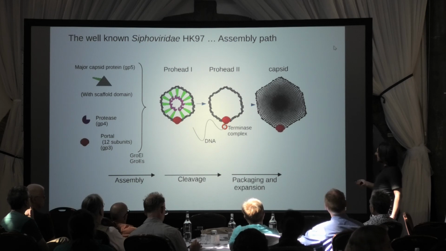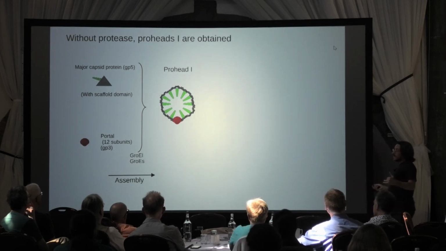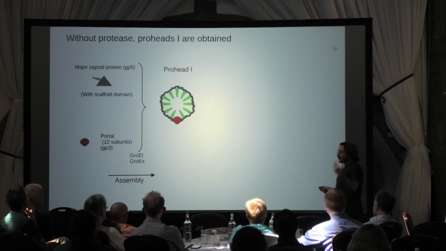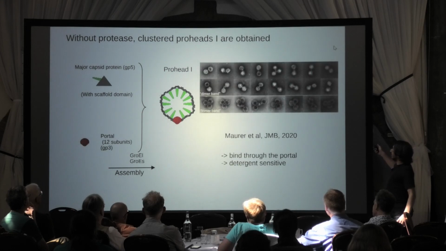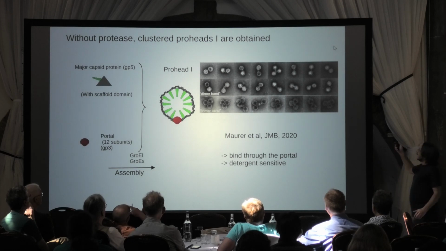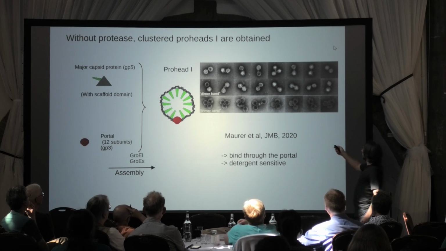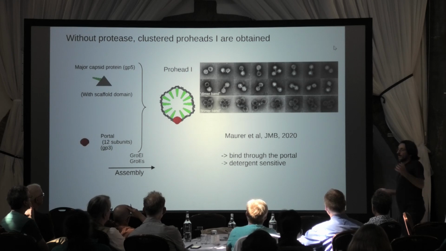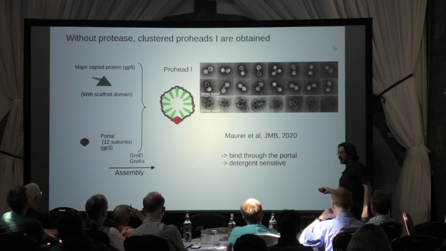What is very interesting with HK97 is that it's a very modular system, which means that if you express only the major capsid protein with a portal, you get a Prohead 1 with actually all the scaffold domain, since it is attached to the major capsid protein. And interestingly, when we produced this Prohead 1 and purified it, what is observed is that the proheads are making oligomers of proheads.